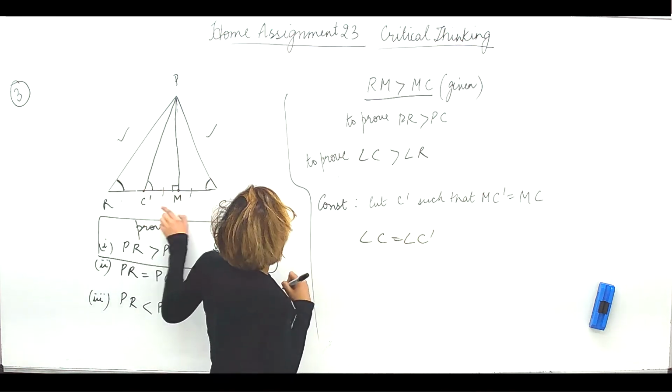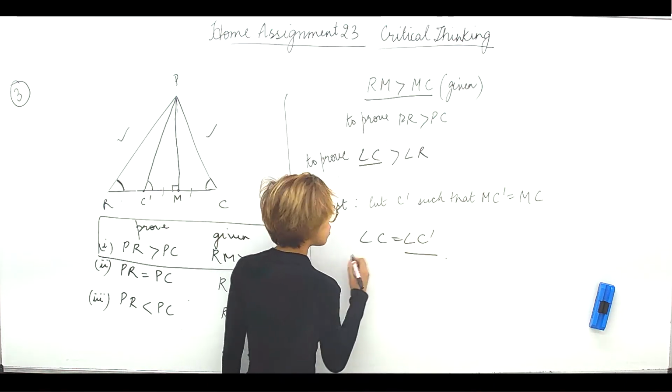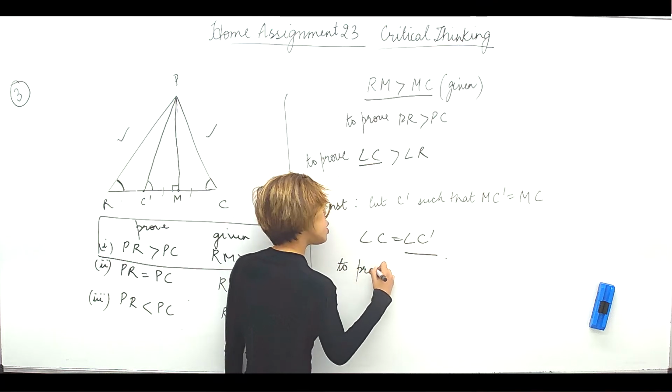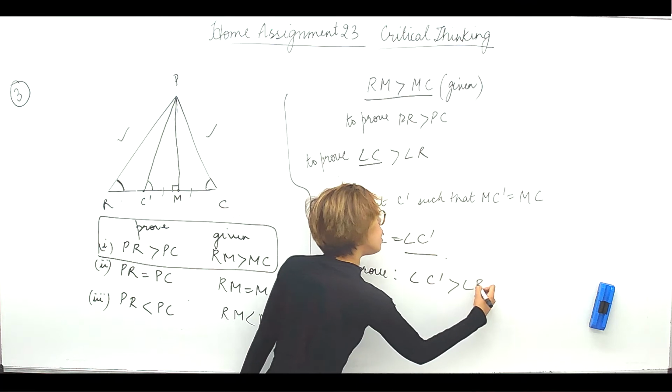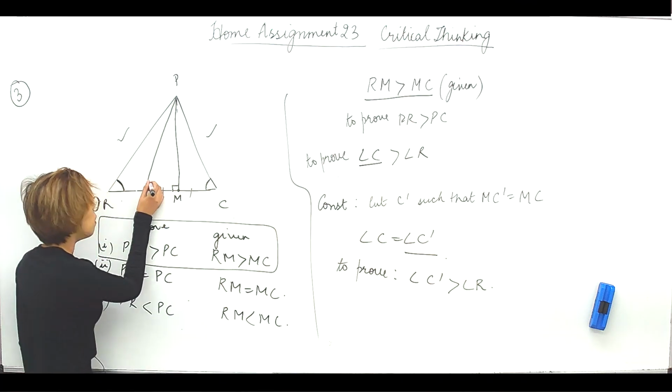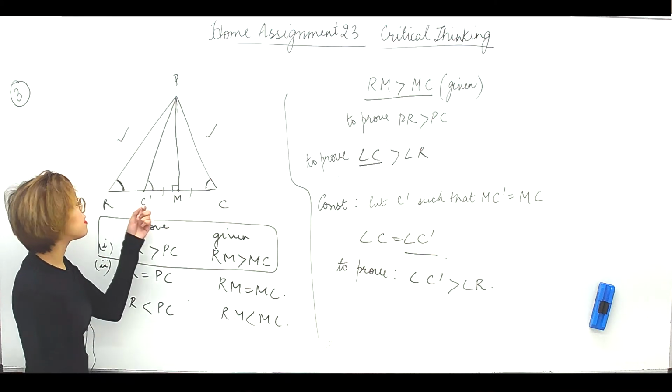Right? What did I have to prove? Angle C is greater than angle R. Okay. Now angle C dash. So what I'll prove is, to prove, I will change my to prove again. Angle C dash is greater than angle R. Now let me see. C dash is here, angle R is here. Now come on, consider triangle PRC dash.